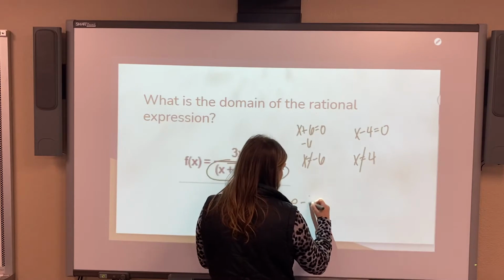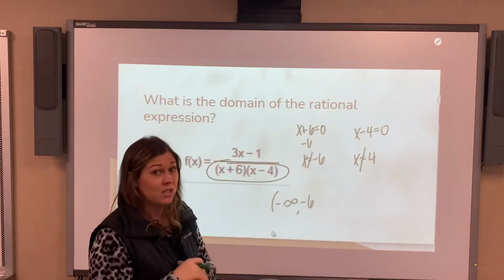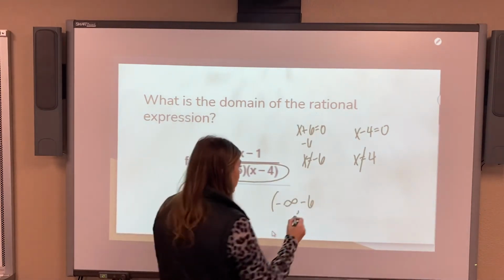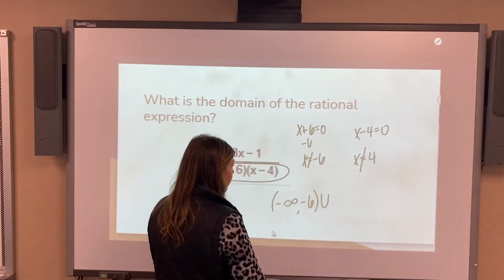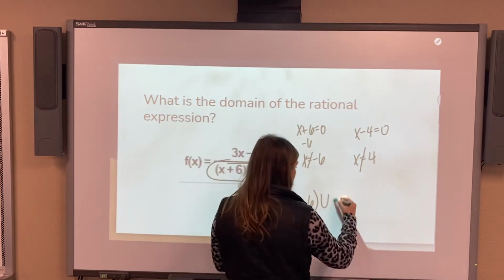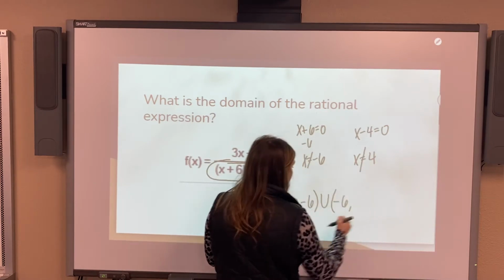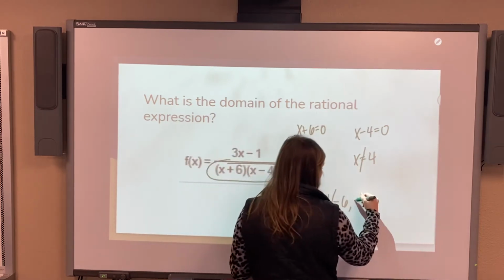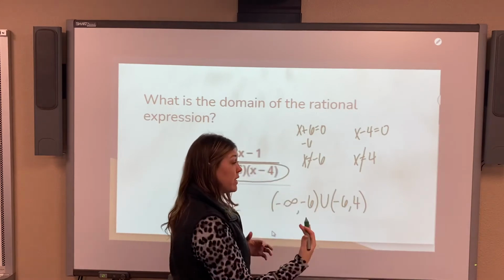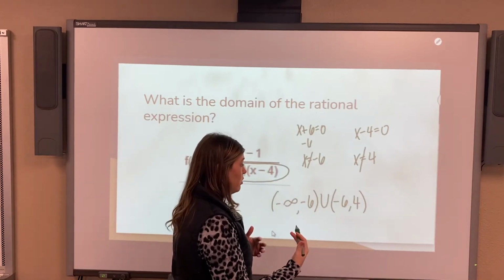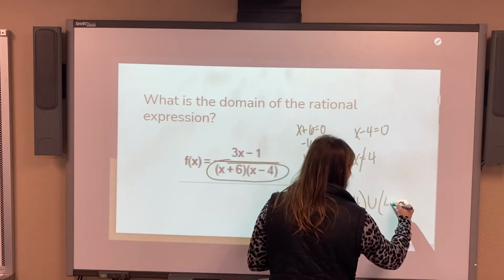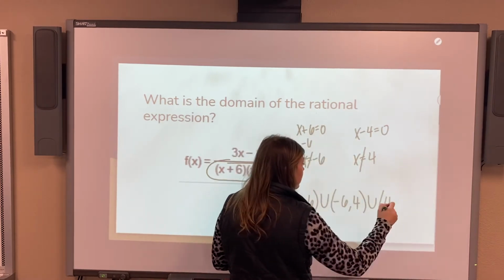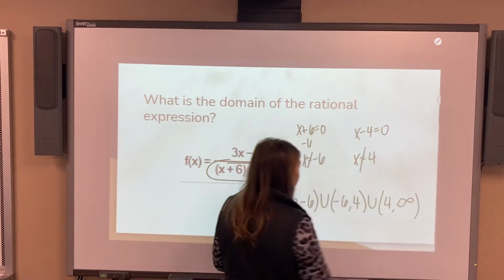And it's going to -6. -6 is not included, okay? So we're going to do a parenthesis, and then a union, and then it picks back up at -6, okay? It goes from -6 to 4. Then it stops because there's another asymptote, so we have our union, and then it picks back up at 4, and it goes to forever, which is positive infinity, okay?